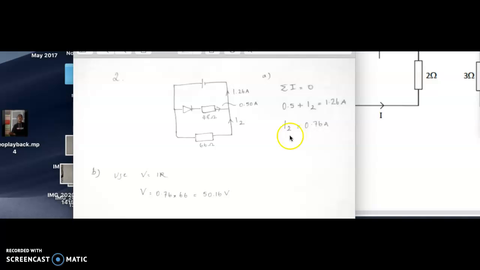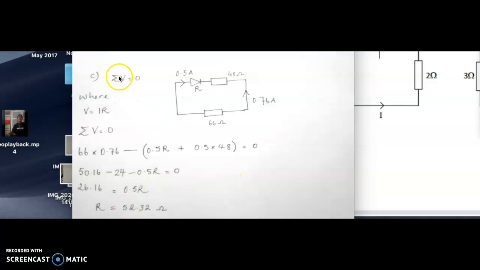Once we have it expressed as an equation, we can now rearrange it to find the value of I2, which is 0.76 amps. B isn't really a Kirchhoff's question, it's simply asking you to use V equals IR. What is the potential difference across here? The potential difference would be equal to the current times the resistance. So it would be 0.76 times 66, which gives you 50.16.